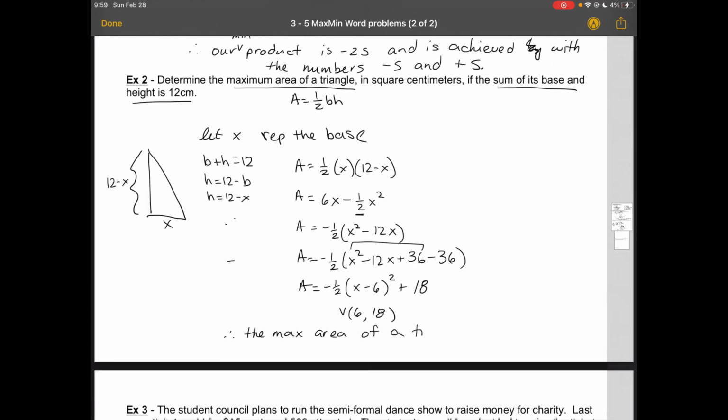of a triangle is 18 centimeters squared when the base is 6 centimeters in this scenario.